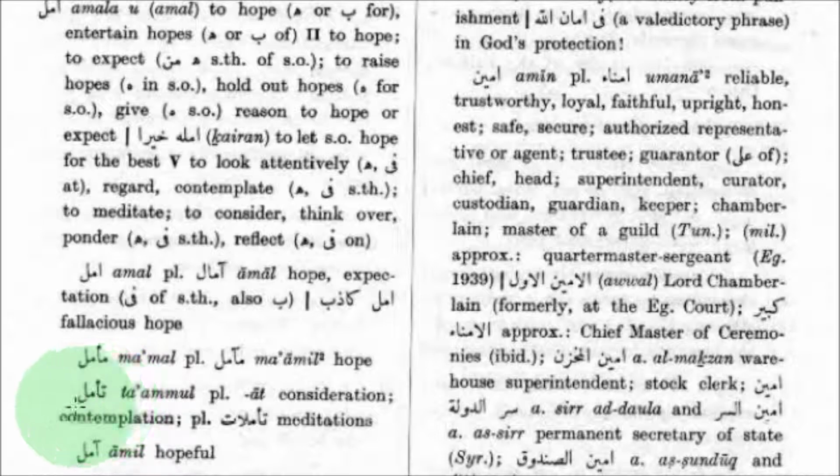So you say amala. Then you look up amala in the dictionary, and here it gives you some definitions for the root, and then definitions for the verb itself in the different measures. That's measure 2. That's measure 5. And here it would say to contemplate, to look attentively. But of course, you come down into the derivatives of that root. You have ta'amul, which is right here, and it's the noun for consideration or contemplation. And here it's even a special form in the plural, meditations. We might translate that.